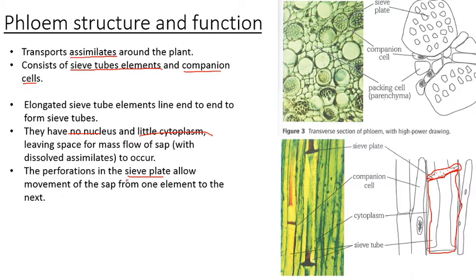Anyway, these holes allow movement of all the sap across from one sieve tube element to the next. That's the worst arrow I've ever drawn in my life, but there you go.